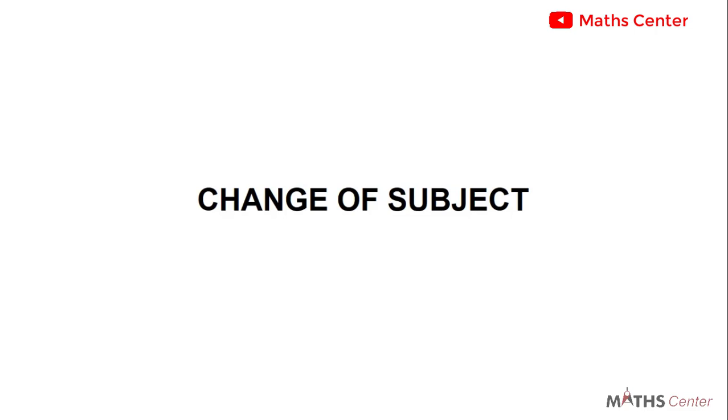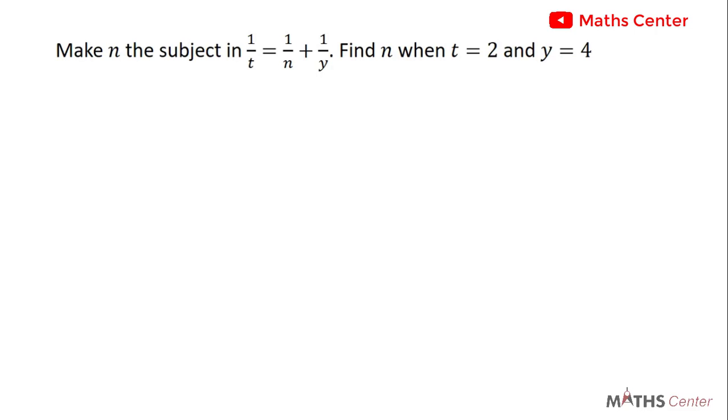In the previous video, we took a question on changing the subject of equations that involves fractions. In this video, we are going to take another question on changing the subject of equations that involve fractions. So let's look at our question for this video. Make n the subject in 1 divided by t is equal to 1 divided by n plus 1 divided by y. Find n when t is equal to 2 and y is equal to 4.